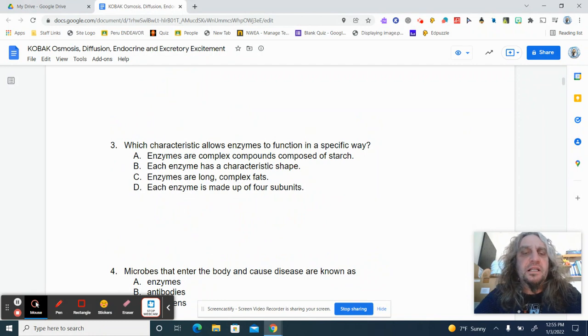Which characteristic allows enzymes to function in a specific way? A, enzymes are complex compounds composed of starch. B, each enzyme has a characteristic shape. C, enzymes are long, complex, fatty molecules. D, each enzyme is made up of four subunits.